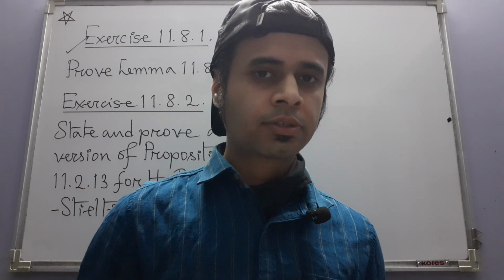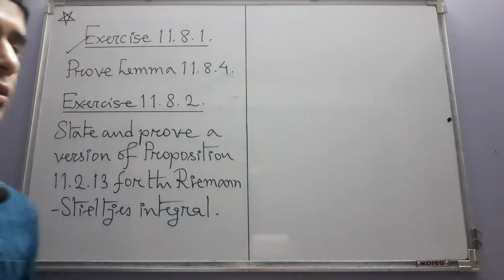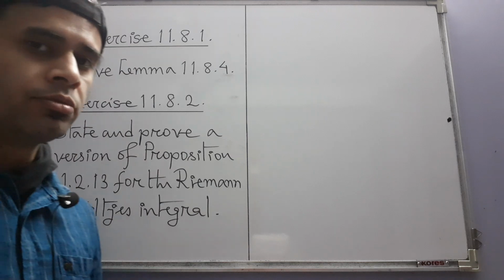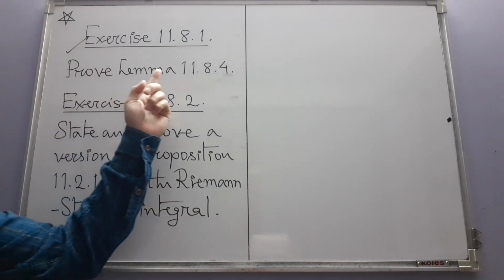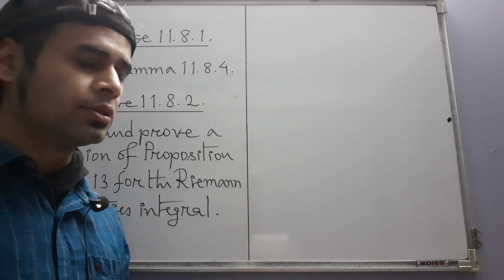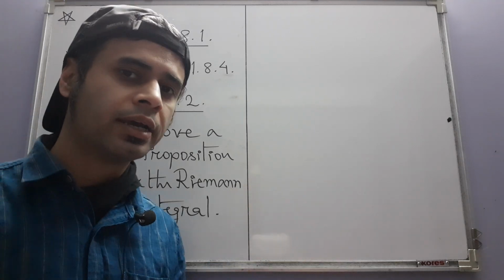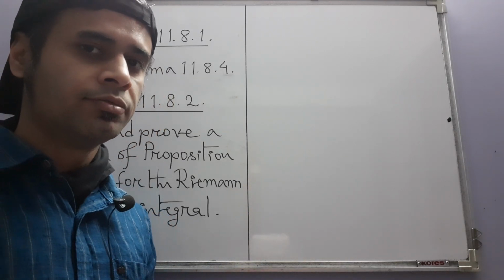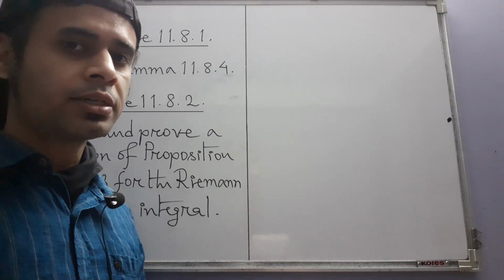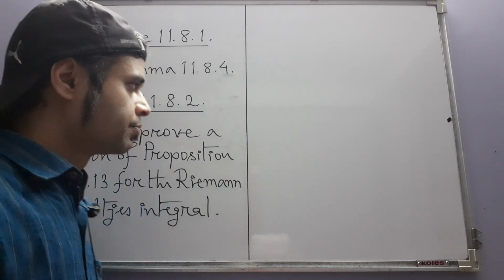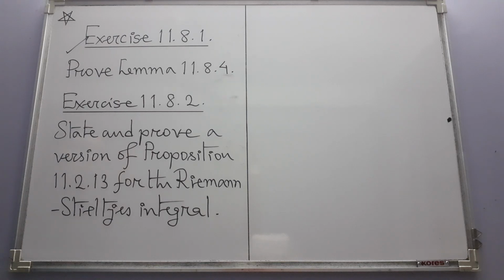Okay, so let's now start solving the exercises of this section. The first one, actually we do not have to do anything. It asks us to prove lemma 11.8.4, which was that lemma which tells us that just like ordinary length, alpha length is also additive. And while going through the section, we have already indicated how to do so. So this one is done for us.